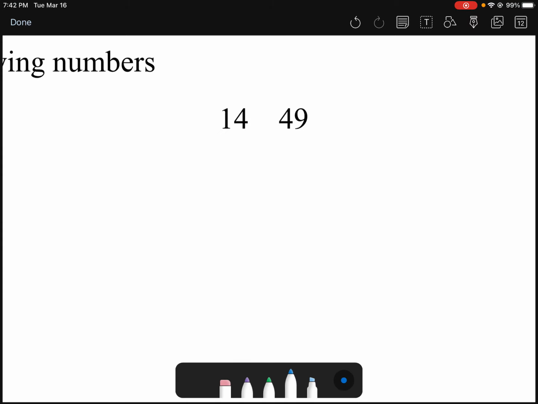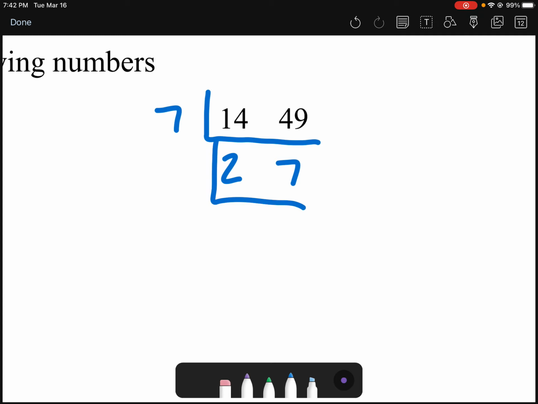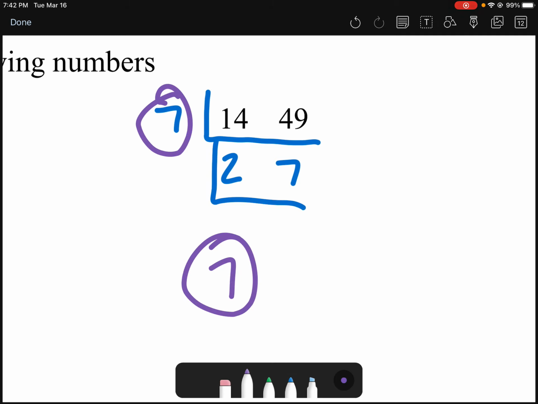With 14 and 49, again, cute little box on the outside. What's a number that can go into 14 and 49? Well, the only number that can is 7. 14 divided by 7 is 2. 49 divided by 7 is 7. 2 and 7 are prime numbers, so they are done with. So our GCF is just 7.